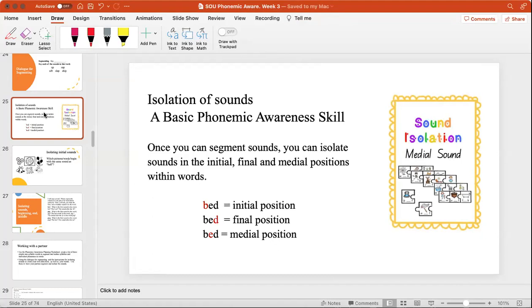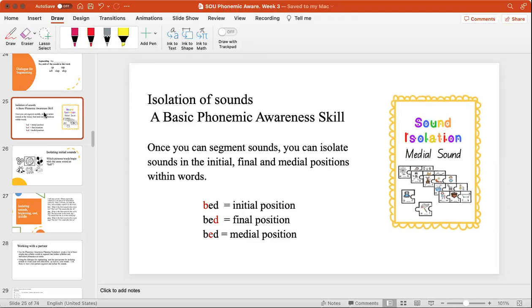So I might say the word bed, and Ramsey, what's the first sound in the word bed? B. Madeline, what's the last sound in the word bed? Listen. Oh, D. Thank you for self-correcting. Jose, what's the middle sound in the word bed? Eh. Exactly. Now there's really something here that's important.